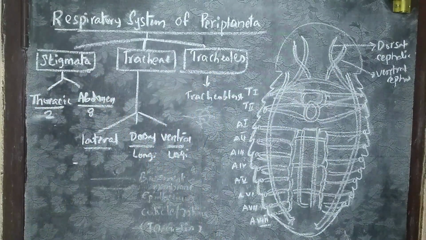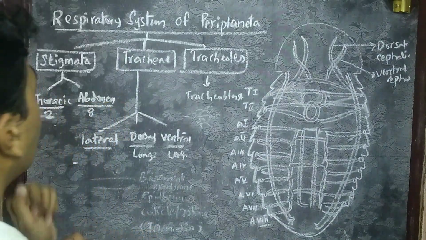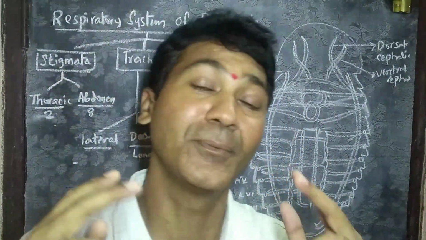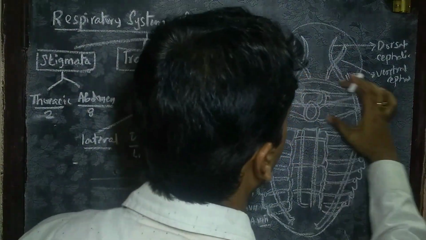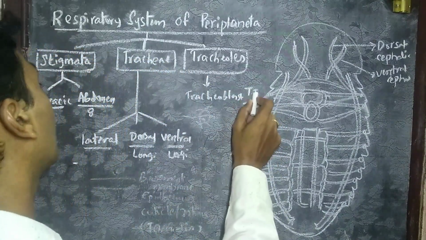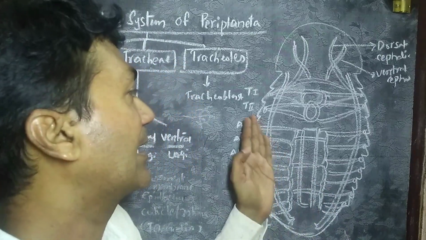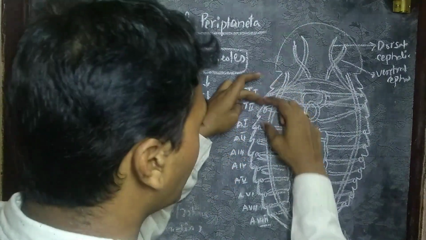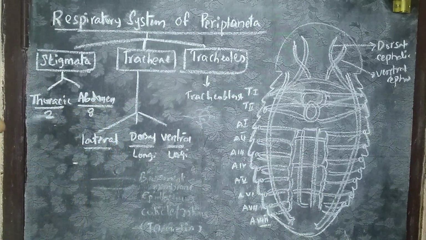The first one, stigmata. As I told you, these are the outer openings. They are again classified into two types: thoracic stigmata and abdominal stigmata. The first two pairs of spiracles are known as thoracic spiracles because they are present in the thoracic region of Periplaneta americana. The first pair, T1, is present in the mesothorax and the second pair is present in the metathorax. These two functionally show a difference from the other stigmata, known as abdominal stigmata.